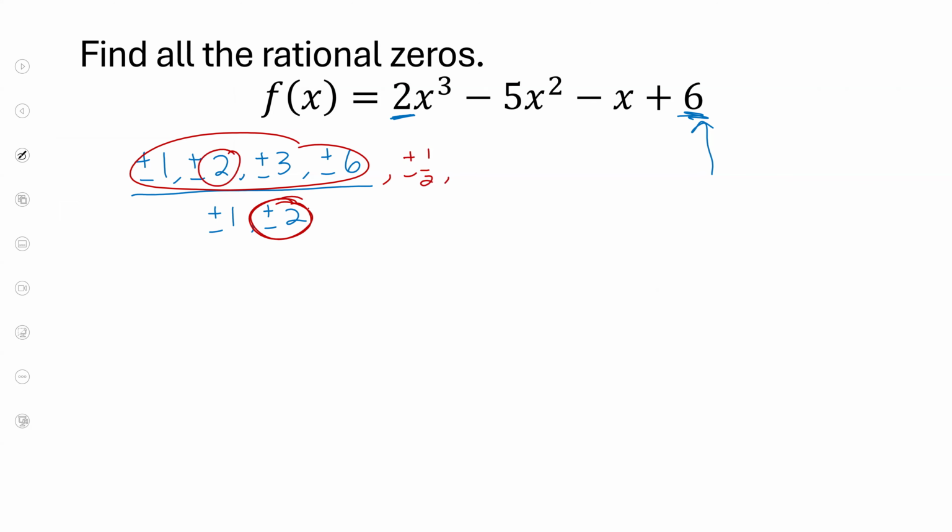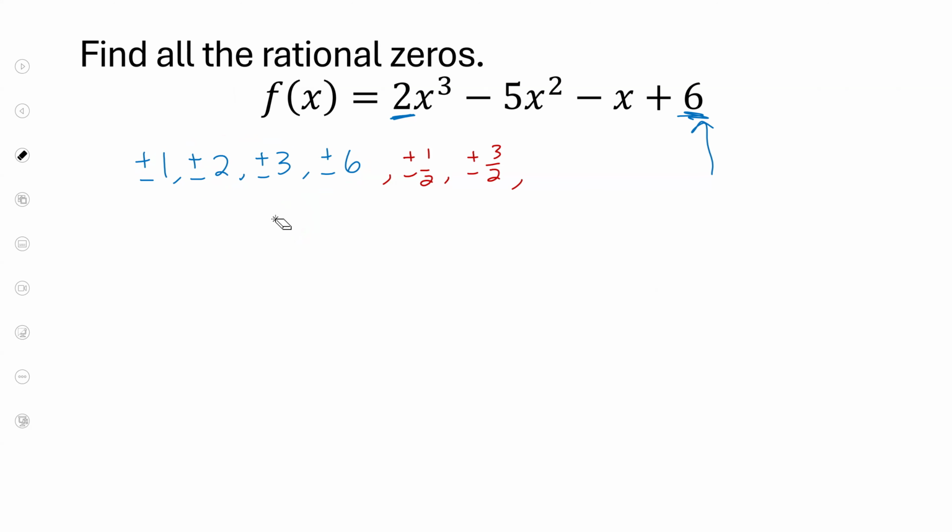2 over 2 is just 1, which is already on my list. I'm going to have 3 over 2. And 6 over 2 is just 3. So I don't have to write that again. So guys, those are my possible zeros. I can get rid of this. So that's the list of my possible zeros. So I'm going to do synthetic division. 2, -5, -1, 6. And I just like to start with 1.